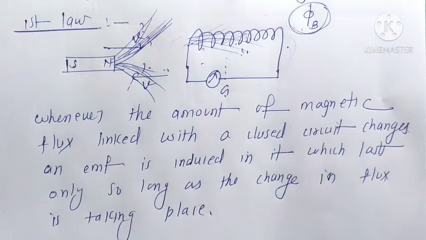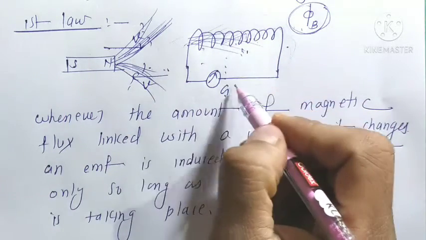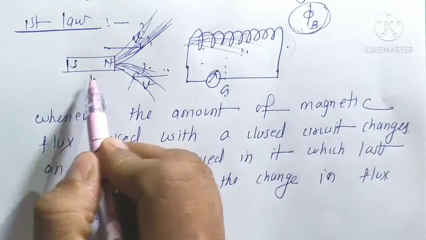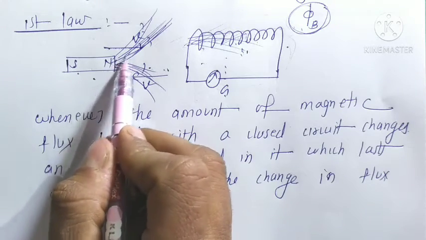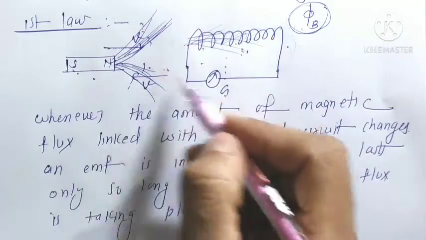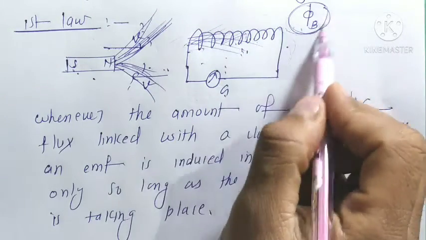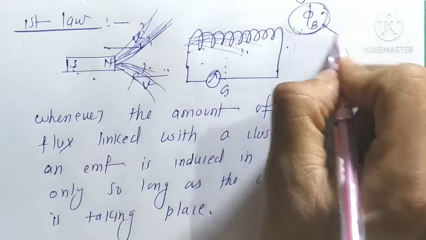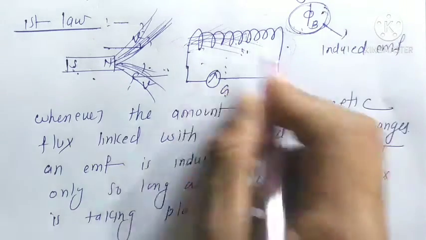I repeat again what we do here. Firstly, we take any coil, connect this coil with a galvanometer, and we take a bar magnet. The bar magnet has two poles, north pole and south pole. The magnetic field lines start at the north pole and end at the south pole. So when this magnet comes closer to this coil, more and more magnetic field lines pass through this coil, due to which the magnetic flux changes here. When the magnetic flux changes, induced EMF is produced inside this coil.